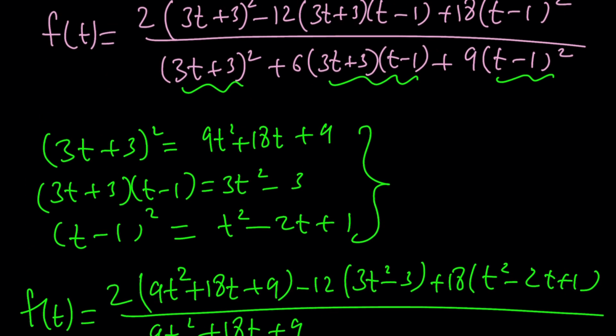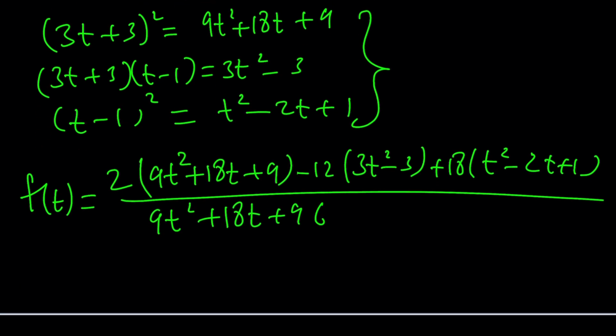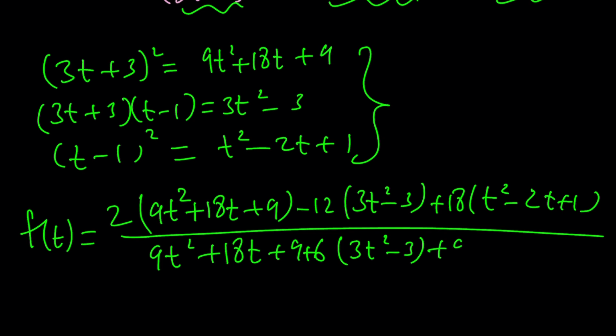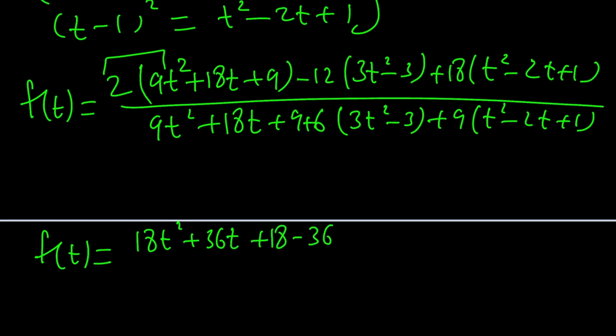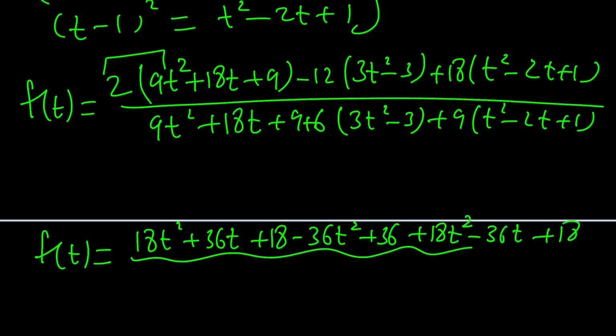And then plus 6 times this one. Plus 6 times this one. Plus 9 times the same thing. Okay. Next step, I'm going to go ahead and distribute and simplify, hopefully. Okay. This will give me 18t squared plus 36t plus 18 minus 36t squared plus 36 plus 18t squared minus 36t plus 18. Wow, what an expression, right?